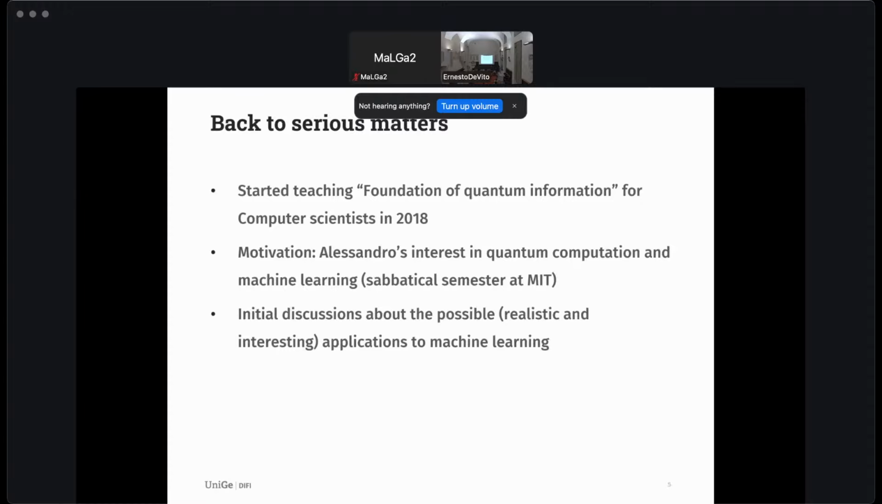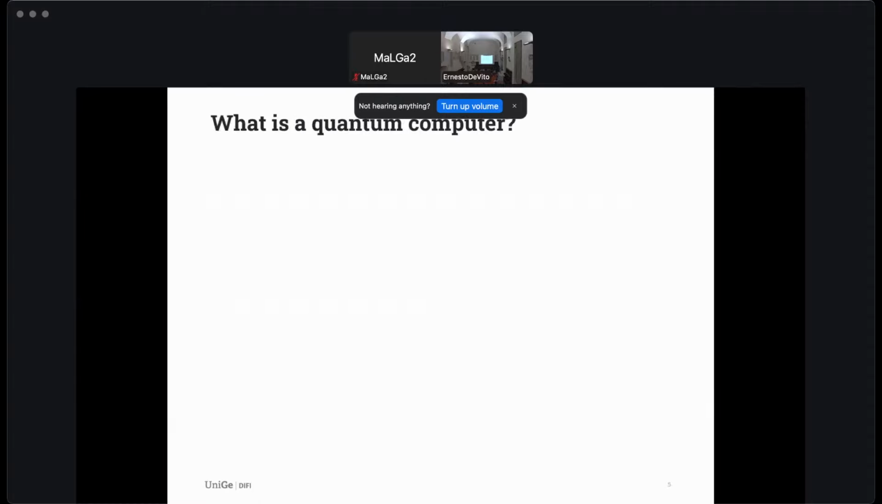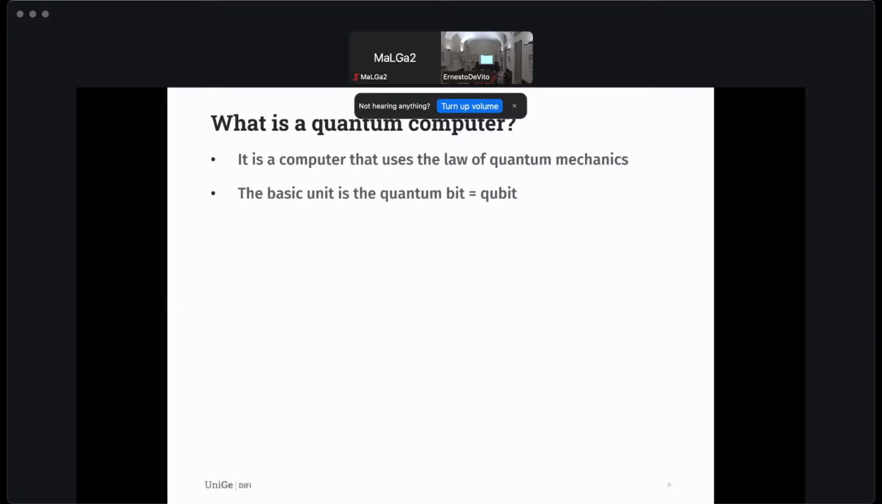These discussions kept going for a long time, and actually we are starting now to have some new ideas and to see if something interesting can actually be done. Since I don't know how many of you know about quantum computers, I want to sketch a few ideas. Quantum computers work with the laws of quantum mechanics, not classical physics, and this in a sense makes them different.